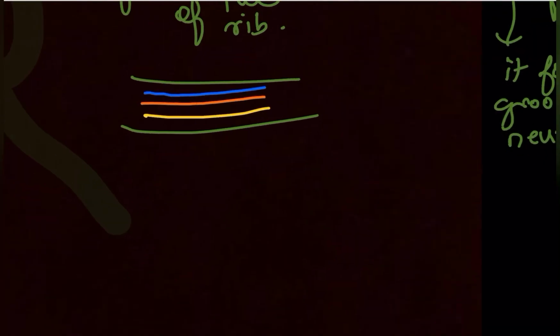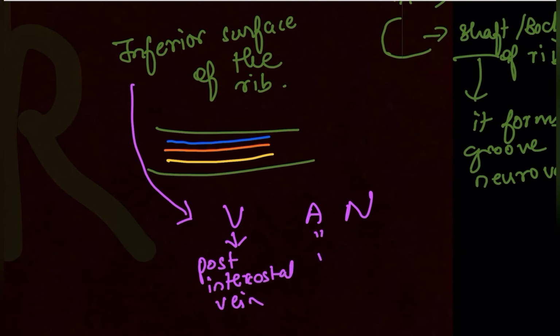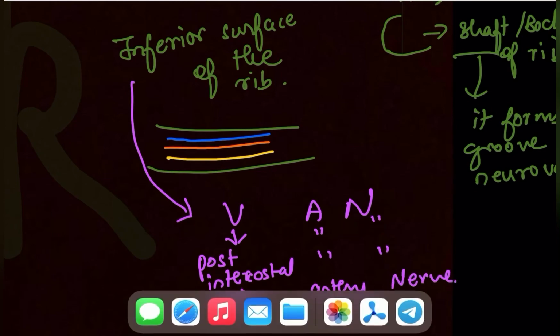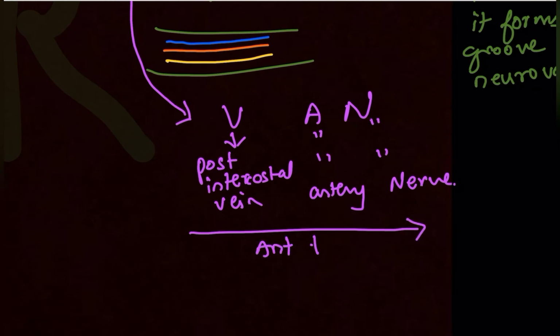So write it down like this. In the inferior surface of the rib, or you can say if you look at the rib, in the costal groove, write down this VAN. What will you write? VAN. V stands for posterior intercostal vein. Similarly here, posterior intercostal artery, and similarly here, posterior intercostal nerve. So remember this VAN, and this direction which you saw is anterior to posterior direction, or you can say top to bottom direction, okay?